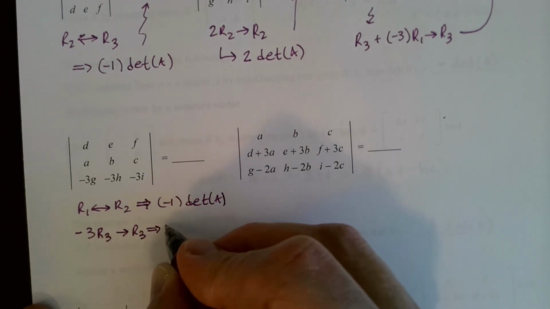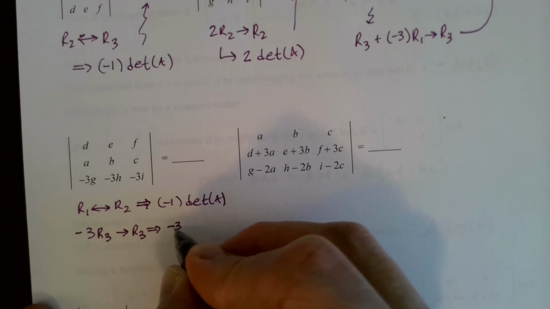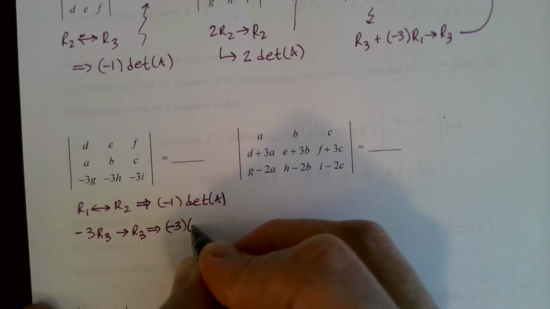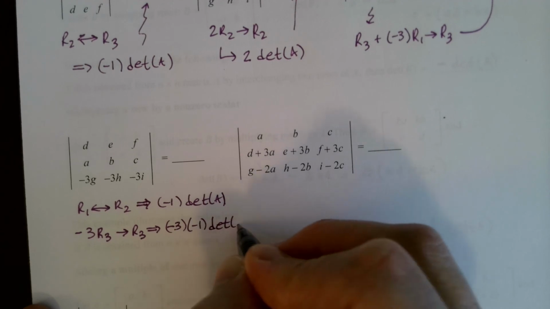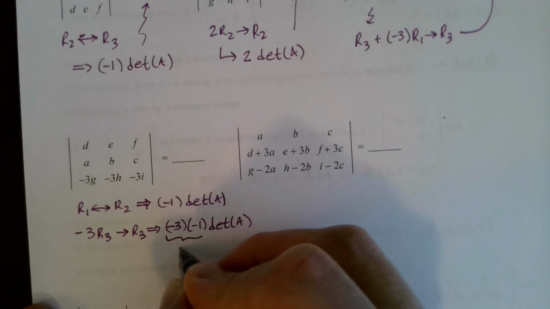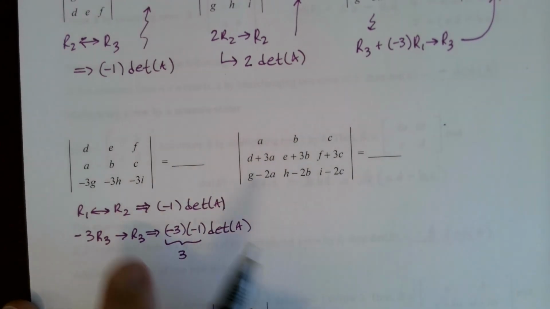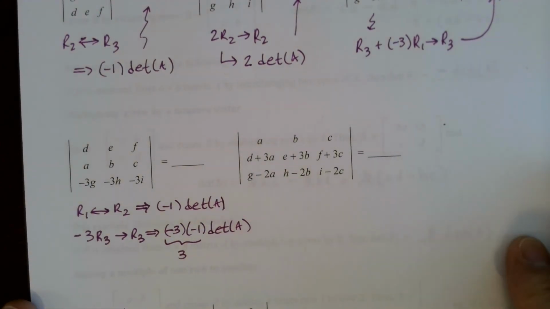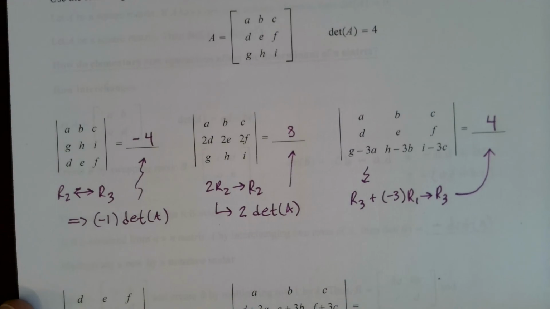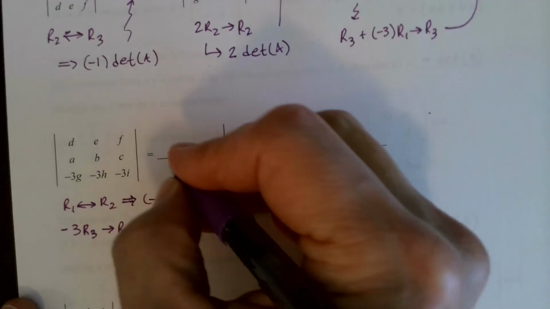And that does what? -3 times what? -1 times the determinant of A. So what's the net effect? I'm going to multiply by +3. 3 times the determinant of A is the determinant of this matrix. Remember, the determinant of A was 4, and so 3 times 4, this is 12.